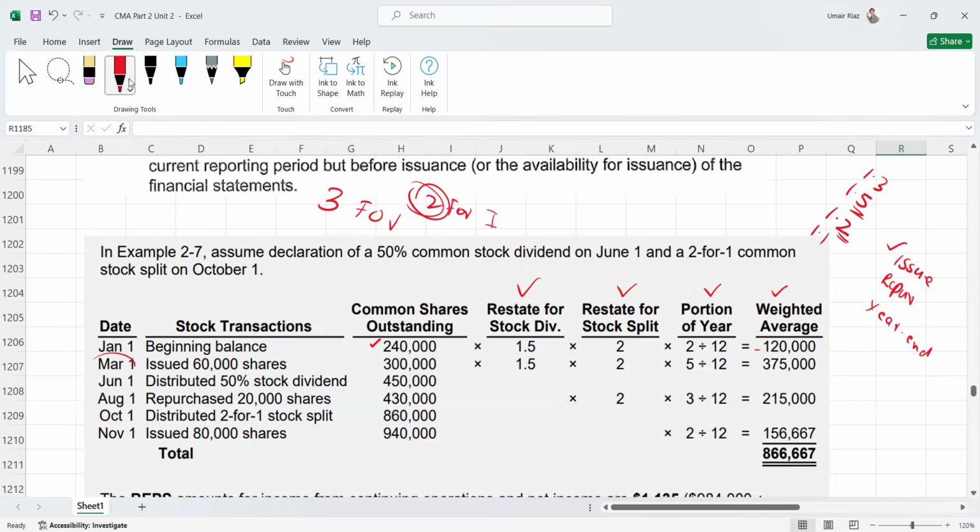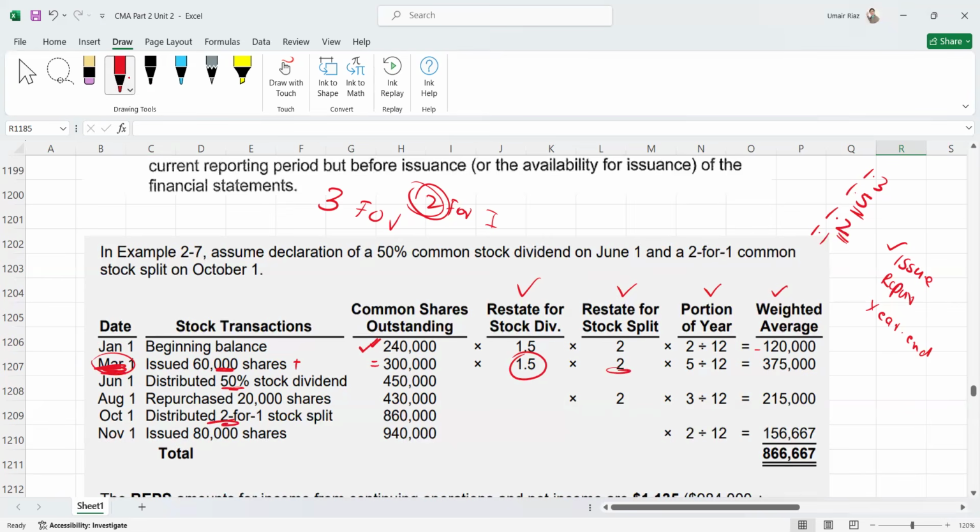Next transaction is what? On March 1, we issued 60,000 shares. So first we'll adjust outstanding shares. 240 plus 60 equals 300,000. Now again, stock dividend will be applied. The reason is that stock dividend is after this transaction, right? And stock split will also apply because stock split is also after this transaction.